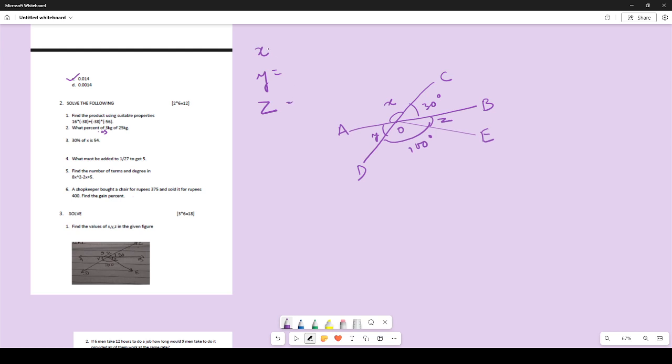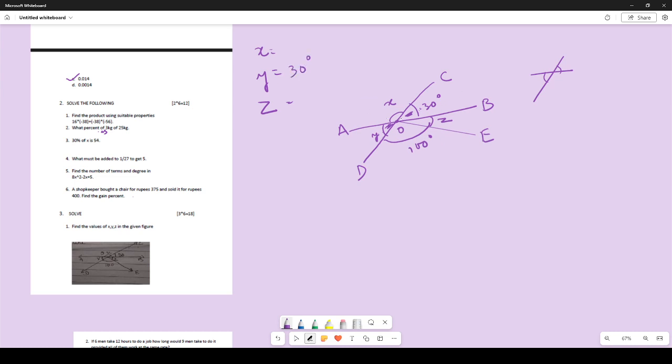Now Y is the easiest one to find. You see, Y is vertically opposite with 30 degrees. So with Y and 30 degrees you can see a clear X being formed. So that is why they are vertically opposite angles. So this angle and this angle, you can see they are formed by 2 straight lines. So Y is 30 degrees.